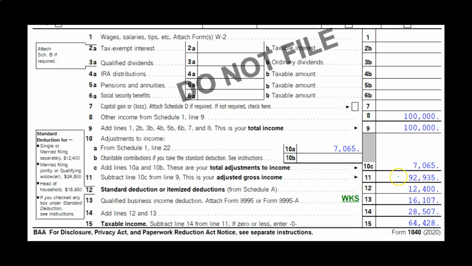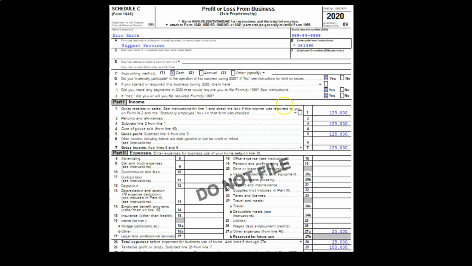And then we have the adjusted gross income. We've got the standard deduction here, and then possibly the qualified business income deduction. We're going to be focusing in on the Schedule C. Here's a Schedule C form, a practice form. The expense column is, of course, where we're going to be focusing.